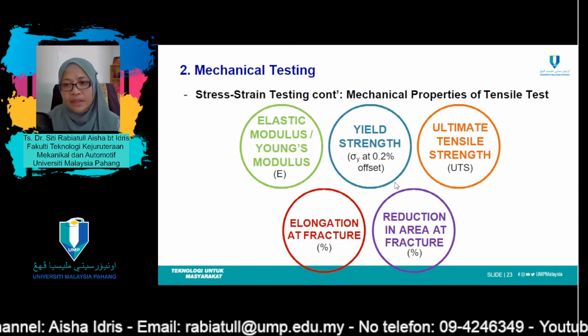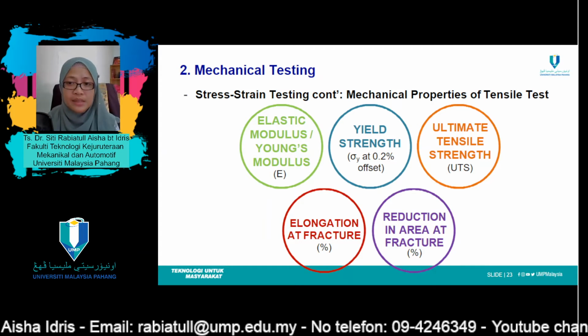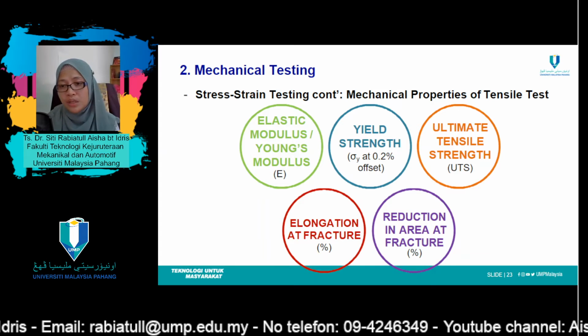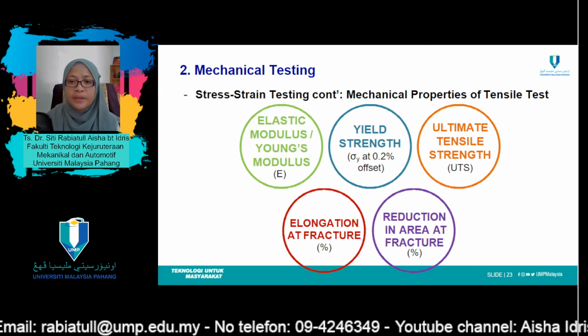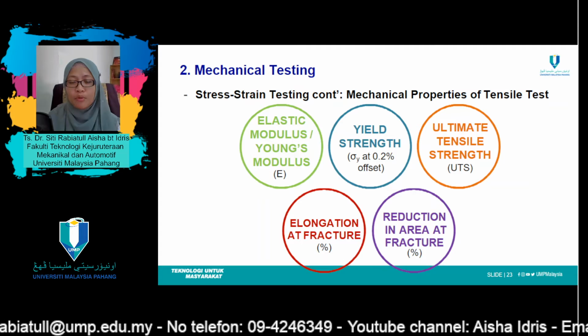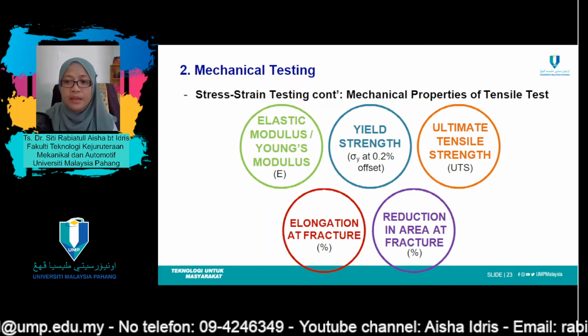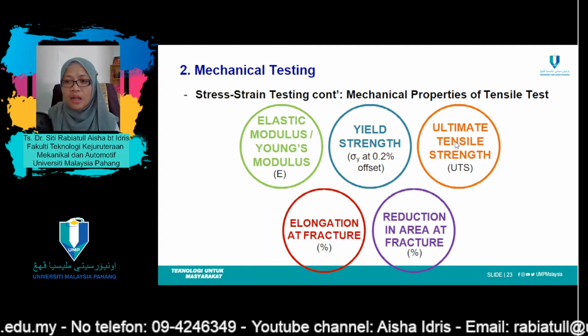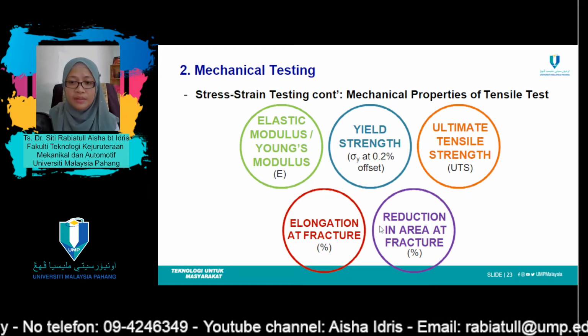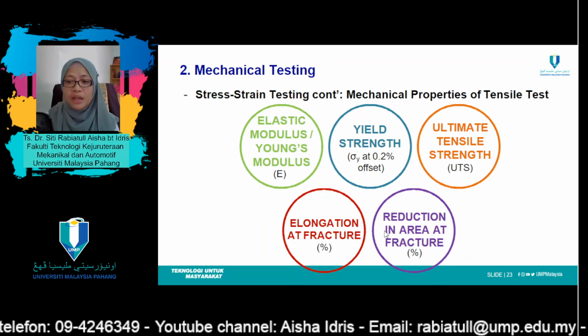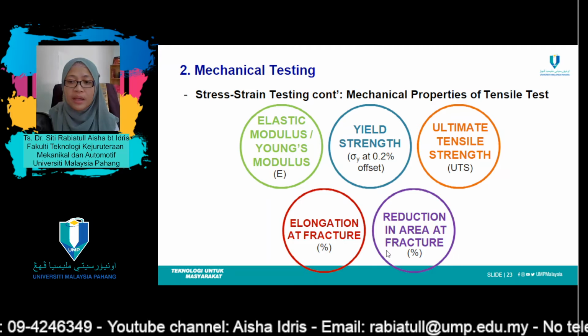In the tensile test, there are mechanical properties that are very important for us to know, and they include elastic modulus or Young's modulus, E, yield strength, ultimate tensile strength, UTS, elongation at fracture, as well as reduction in area at fracture.